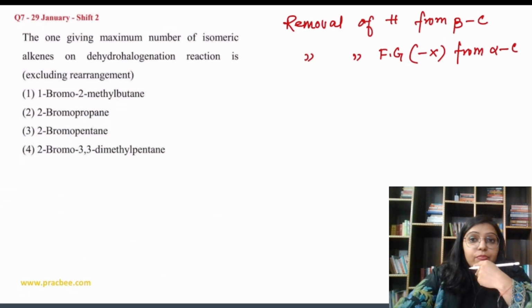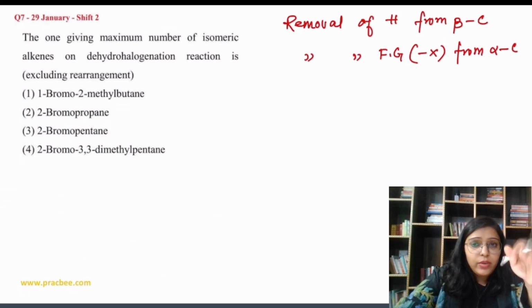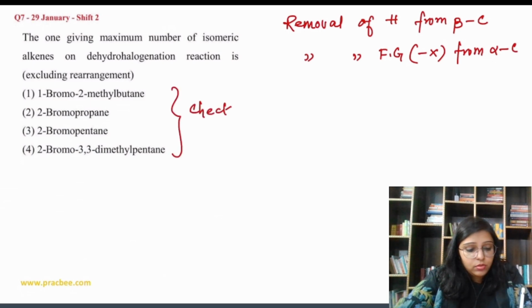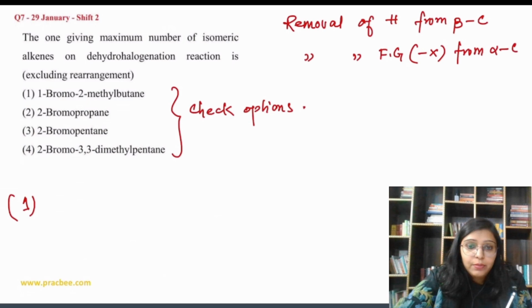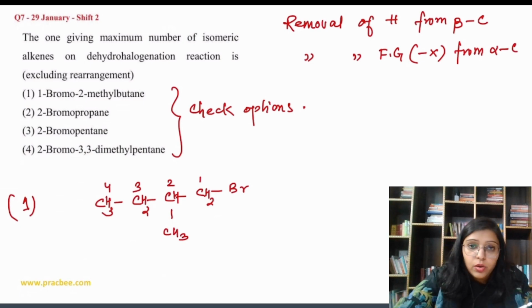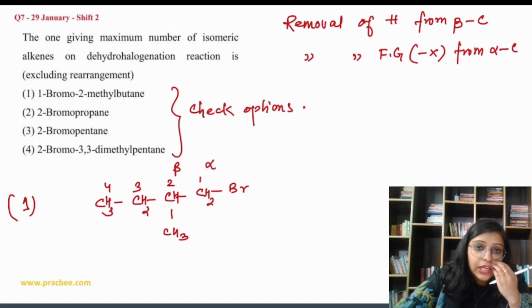So the point is the one giving maximum number of isomeric alkenes on dehydrohalogenation. So basically you have to exclude rearrangement, and the only way to check is to check the options. There is no other way to do this question. So first we have 1-bromo-2-methylbutane, 1 2 3 4. On 1 we have bromo, and on second we have methyl. So we have CH2, this is CH, CH2 and CH3. This is alpha carbon and this is beta carbon. So we have to remove hydrogen from beta carbon.